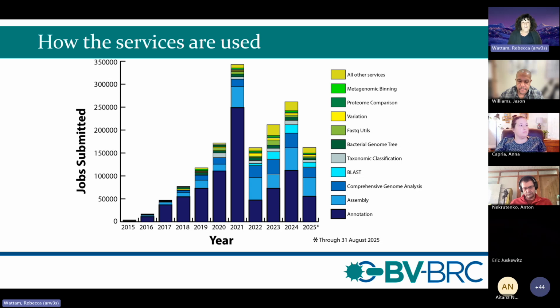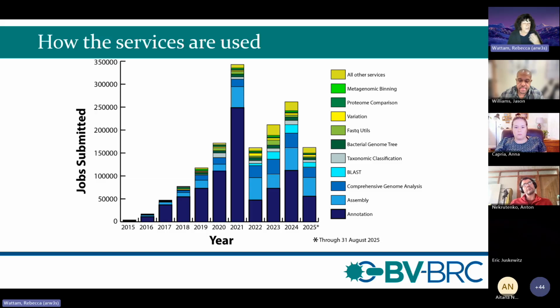2021 was a year we were hit with the bacteriophage community wanting to do a boatload of phage annotations because we just launched the pipeline. So you can see that's why we have that huge spike there. But always, assembly and annotation are the primary drivers that people like to use and use all the time.